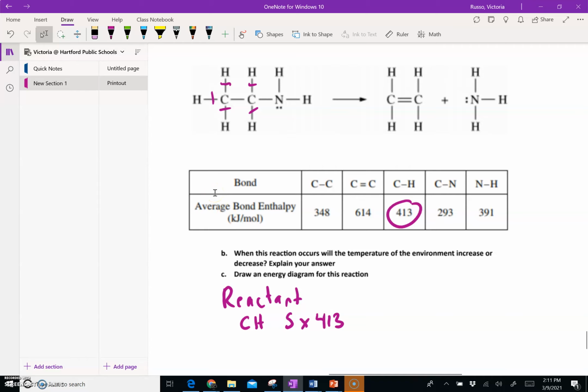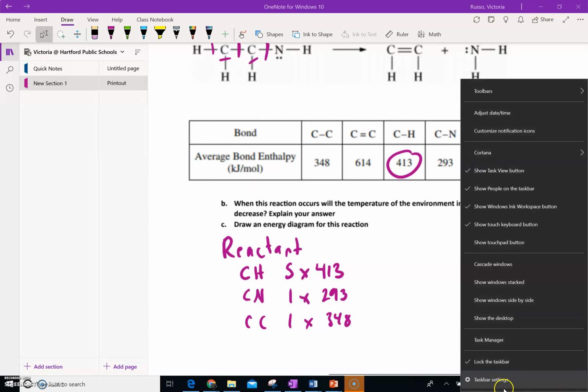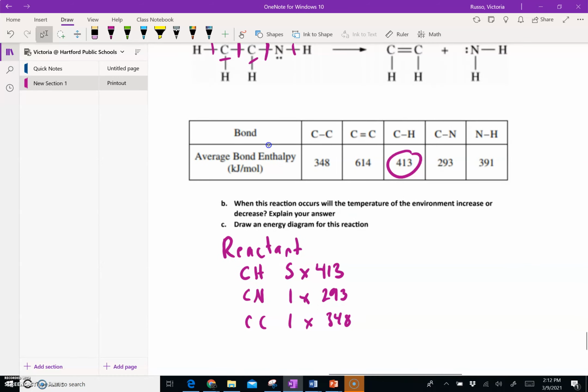And then I need to see if there's another bond. Well, there's 1 CN bond here, and 1 CN bond is 293. And then I have a carbon-carbon bond, and some of you missed the carbon-carbon bond when you did this. There's one of those, and it is 348. And the last two bonds that we have are NH bonds. There are 2 of those, so 2 times the NH bond enthalpy, which is 391.